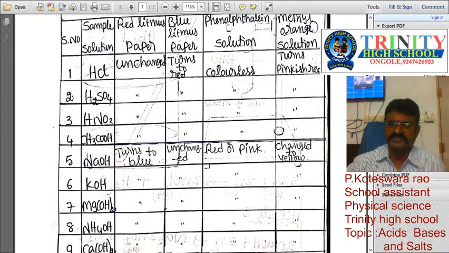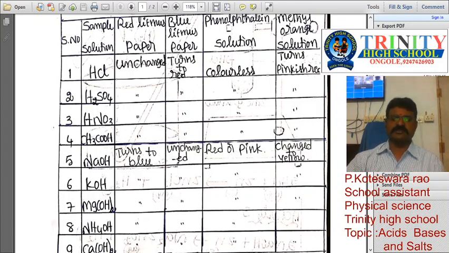Here we want to consider pink. And what about methyl orange solution? It changes to yellow. So this is the experiment with NaOH, and we can note this down. And what about the next one? We want to take KOH.